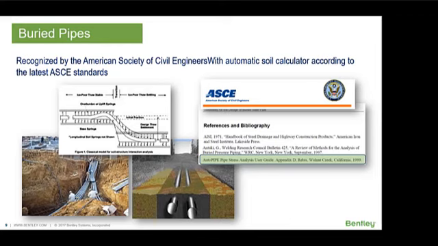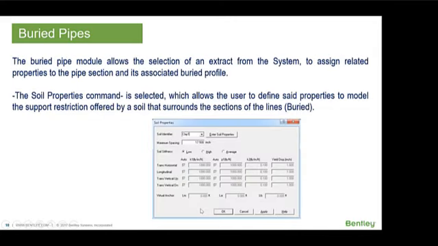What you do in AutoPIPE, you define a profile, okay? You define a profile, and you put a name in the profile. This profile could be whatever you want, okay? Clay, sand, mixed, what you consider. And you define the spacing. When you define the spacing, this software recognizes a kind of springs around or along the line.